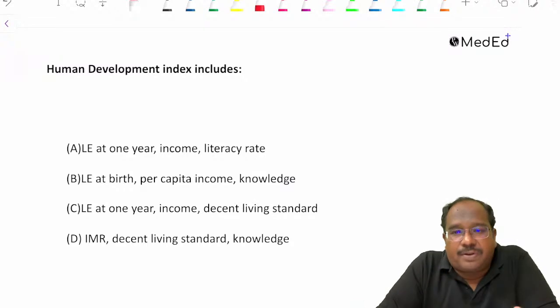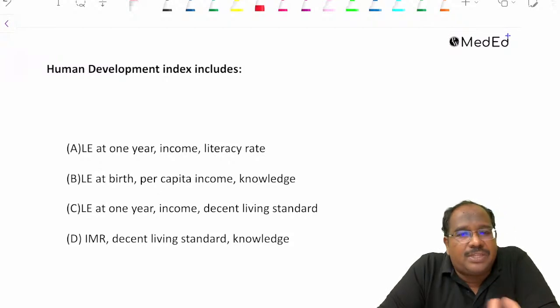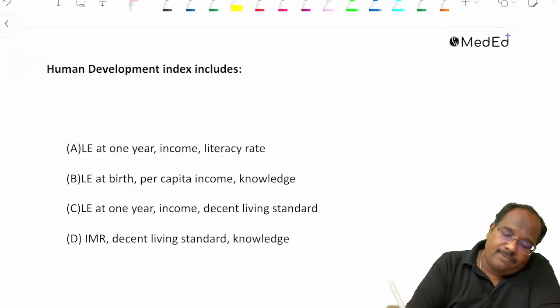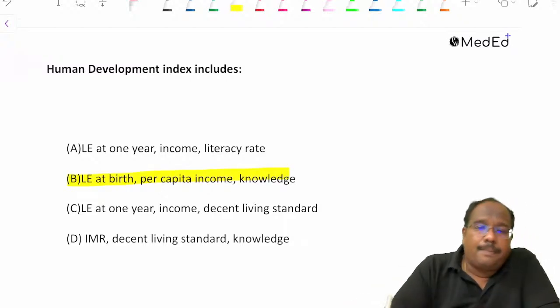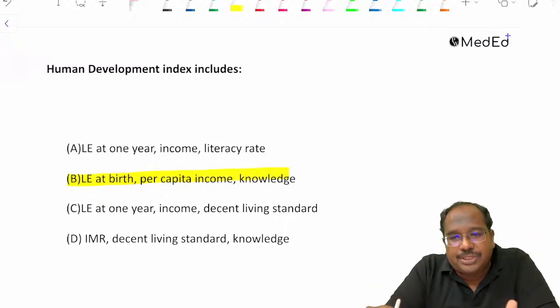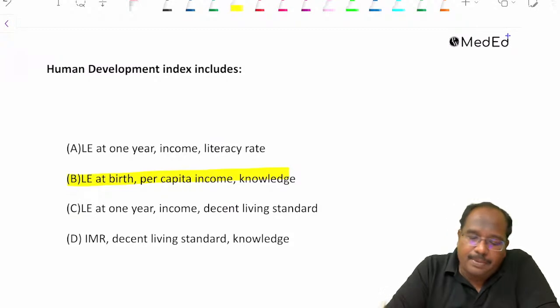This is a straightforward question. Okay, this you can answer. Human Development Index includes, what is the answer for this question? HDI, Human Development Index. This is life expectancy at birth, per capita income and knowledge.